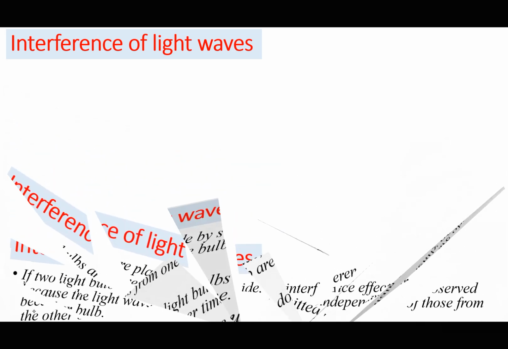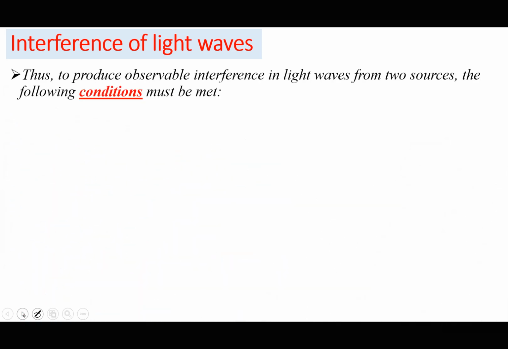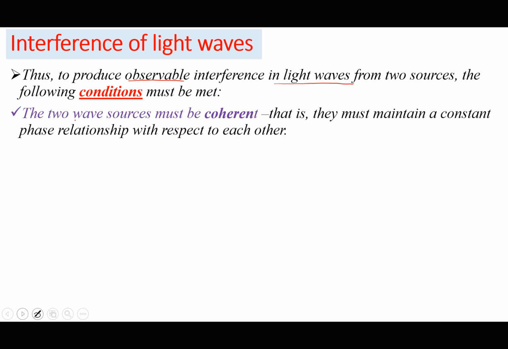So to produce observable interference in light waves from two sources, the following conditions must be satisfied. The first one and the most important one is that the two wave sources must be coherent. We do not see interference patterns at night when the two headlamps of a car are flashed on the wall. You don't see alternating regions of bright and dark, or high intensity and low intensity. You just see light on the wall.